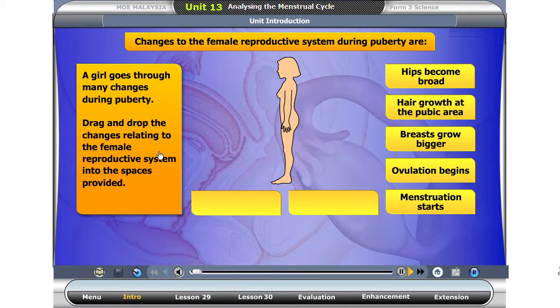A girl goes through many changes during puberty. Of the changes listed here, which are the two changes relating to the female reproductive system? Drag and drop the two changes into the spaces provided.